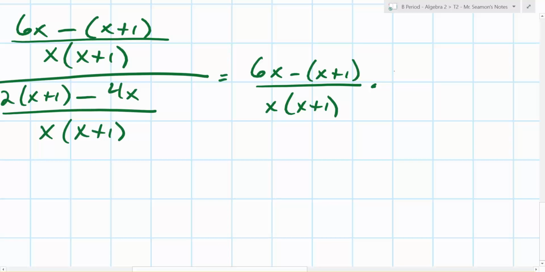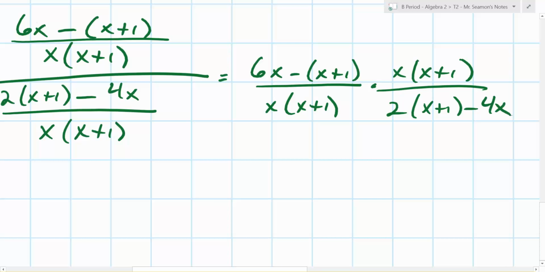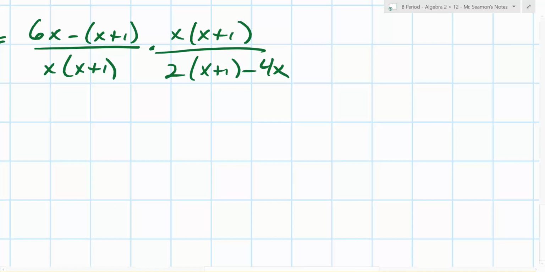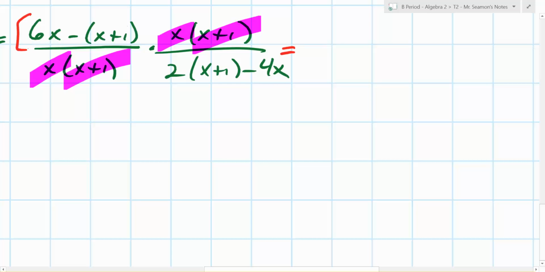By the reciprocal. So x times (x plus 1) over what? 2 times (x plus 1) minus 4x. What cancels there? X plus 1. So this x plus 1 cancels. What else cancels? And the x's. And the x plus 1? Nope, because there's a minus sign. Oh, yeah. So what do you end up with here? Because these are like separate things right here.